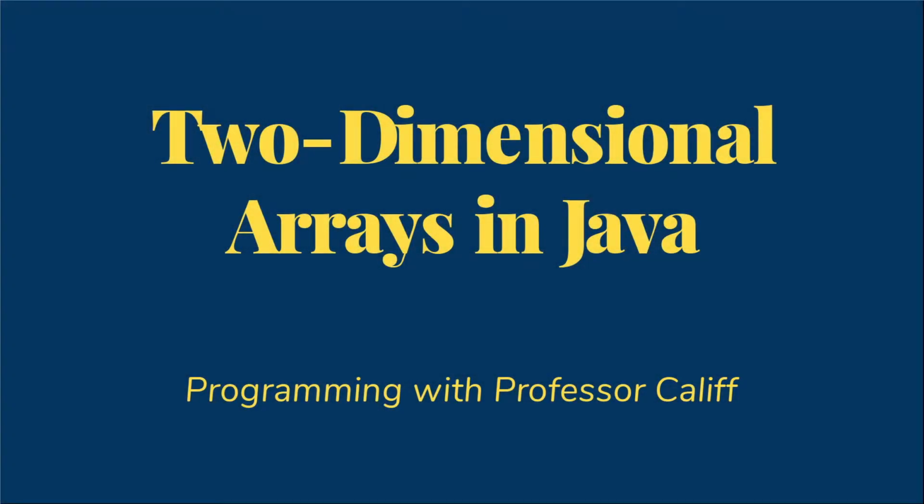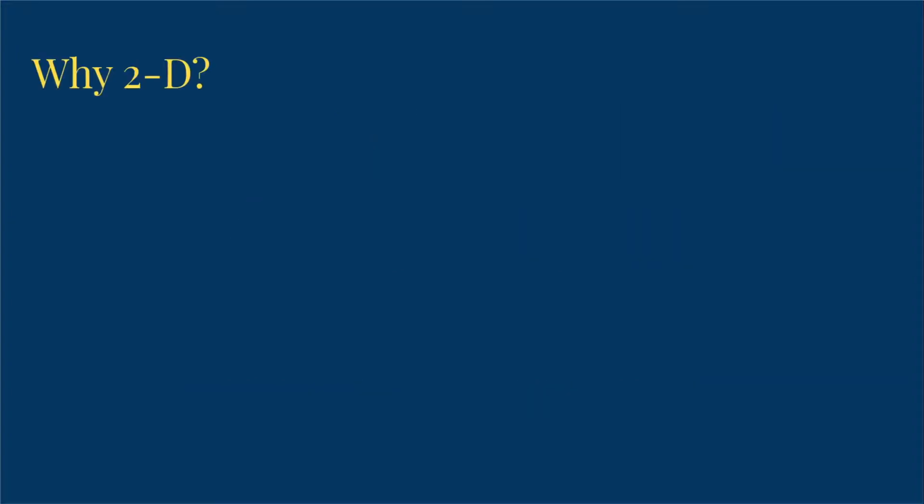In this series, I've talked quite a bit about arrays in Java. Today, I want to expand that to multi-dimensional arrays, especially two-dimensional arrays. Why do we need two dimensions? After all, if we have a plain old array, we can generally store as many items of a given type as we need.